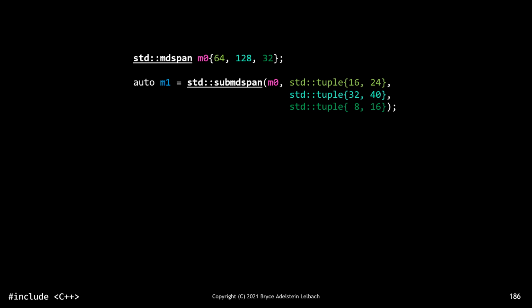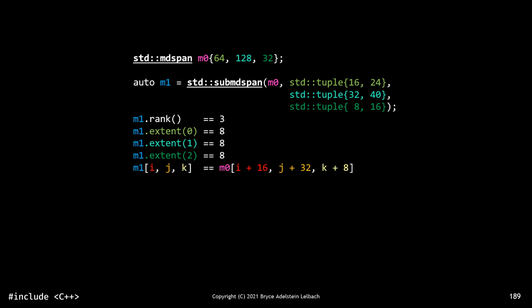For example, here we have a 3D MD span, M0, and we make a slice of it by selecting 8 indices for each extent, starting at indices 16, 32, and 8 respectively. The MD span returned by sub-MD span, M1, will have a rank of 3. We didn't use any single index slice specifiers, which would cause a rank reduction. Each of the extents of M1 will be 8. Multidimensional indices for M1 will be offset from what they would be for M0.